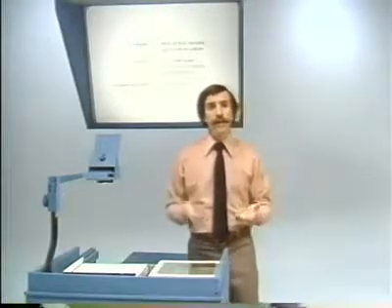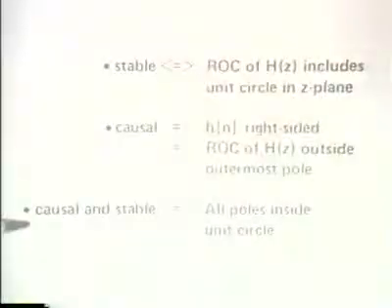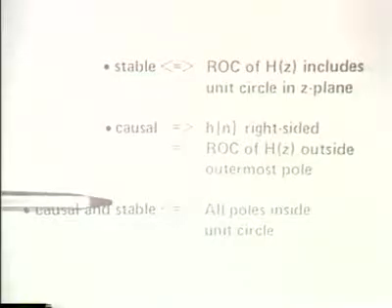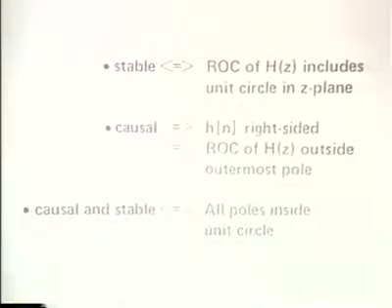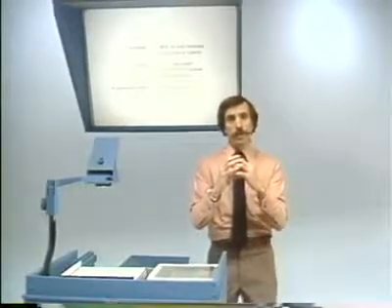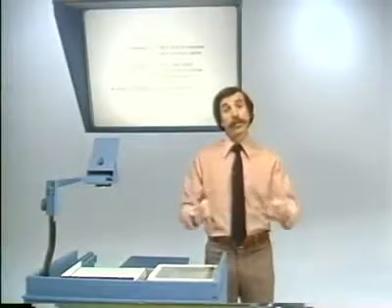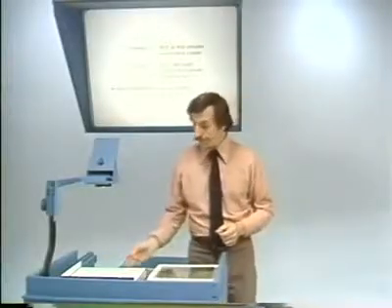And in fact, we can also draw from that the conclusion that if we have a system that's causal and stable, then all poles must be inside the unit circle, because the region of convergence must be outside the outermost pole and has to also include the unit circle.